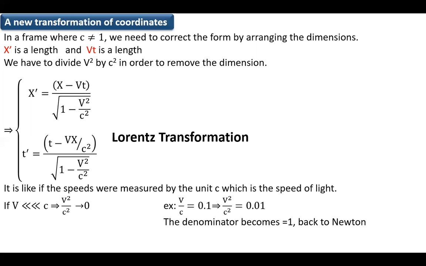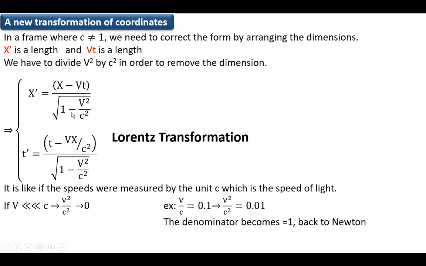Sometimes V is very, very low. So if V is very much less than C, the quantity V squared over C squared will tend to 0. So your denominator will be 1. And V squared over C squared is 0, and this quantity over C squared is also 0. So we'll get back to Newton, because if this tends to 0 and this tends to 1, T prime would be equal to T.